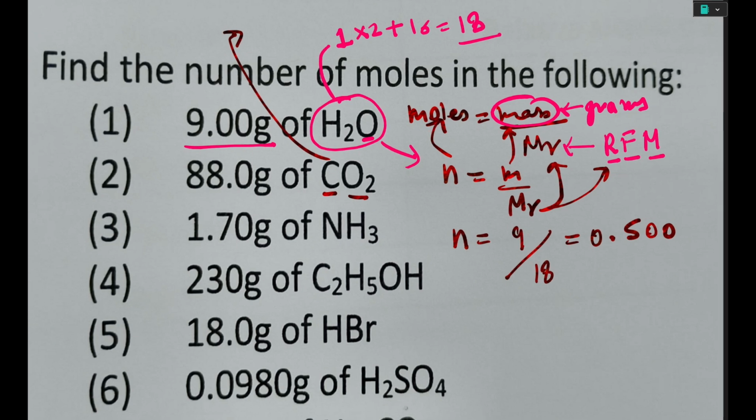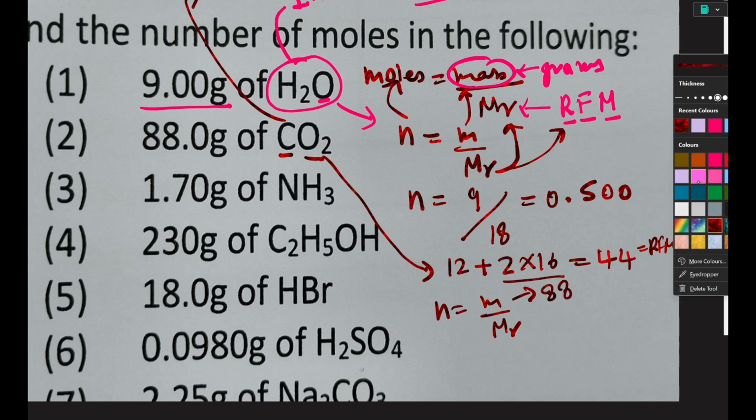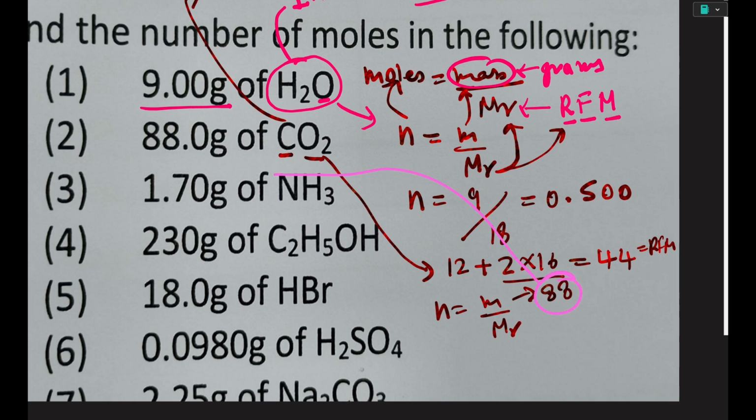So carbon is 12. For the second question, I will simply do it here. 12 plus, there are 2 oxygens, so 2 times 16, and that gives me 44 as my RFM or Mr. Both are the same thing, as I told you before. And then you just put in n equals m over Mr. m is given as 88. How do you know? Just look at the question: the mass in grams. And put the Mr underneath, which is the 44 you just calculated.